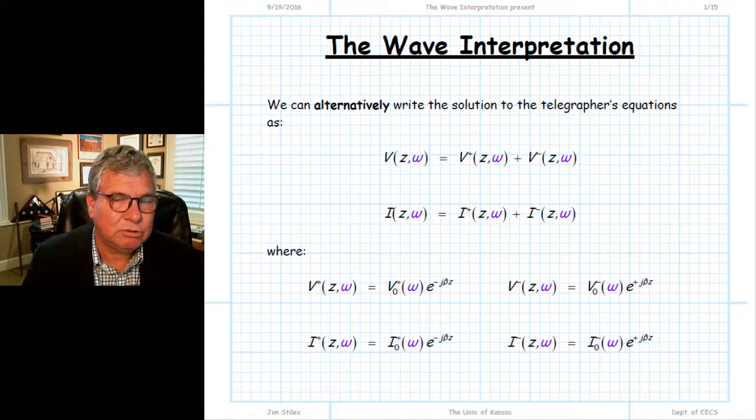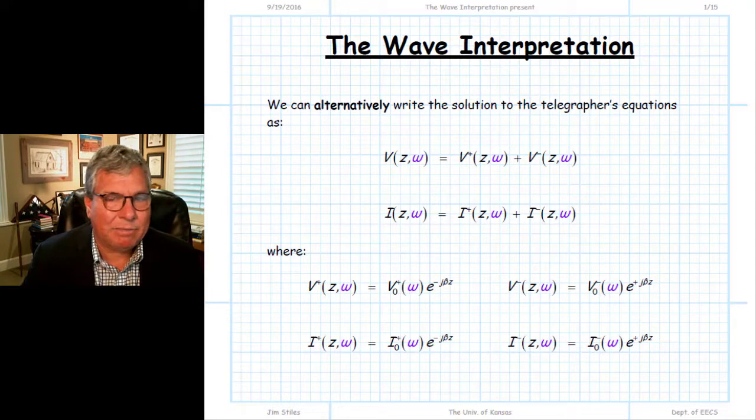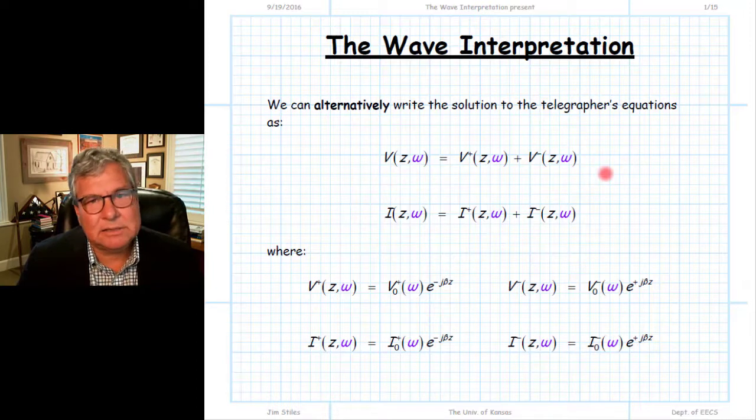We're going to take our solutions and see if we can make sense of them, see if we can figure out what this math is telling us about transmission line theory. What we do first is write the equations in a slightly different form. Our telegrapher solutions had two terms, a sum of two different terms for both voltage and current.